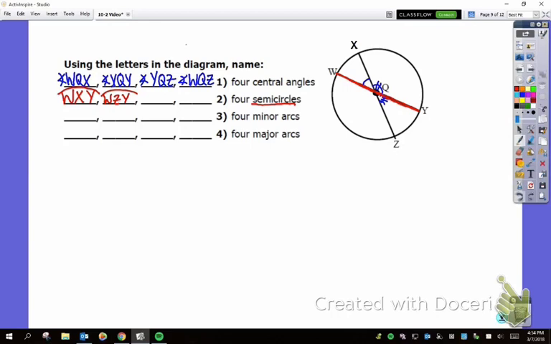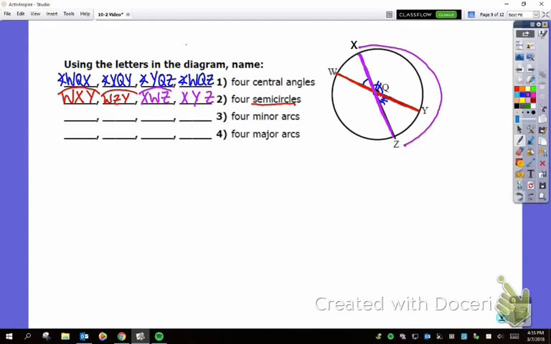Now we've got to have 2 more. Our 2 other ones are going to come off our other diameter right here, XZ. So on both of these parts, we have to have X at the beginning or end and Z at the beginning or end. Okay, so one of our semicircles here would be going from X to Z this direction, which means W has to go in the middle. And then our other semicircle would be going the other direction, X to Z, and now Y is in the middle. So those are your semicircles.